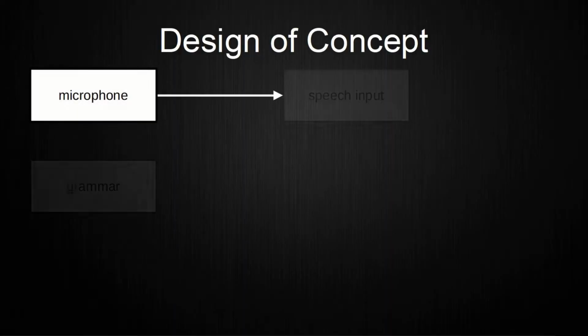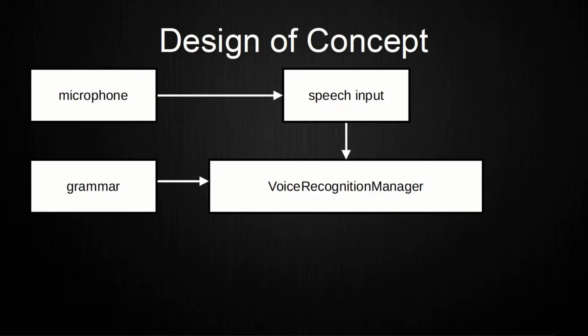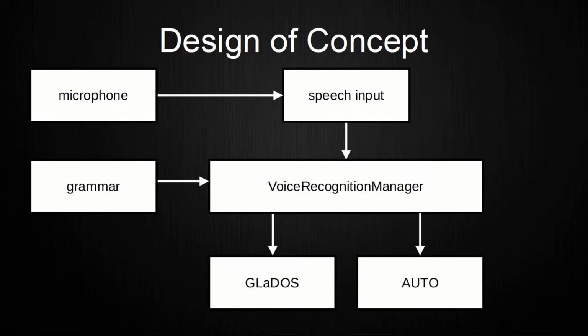This library uses the microphone to extract commands from a defined grammar from speech input. This means that this voice recognition is not broad like your smart assistant like Google or Alexa, but localized and narrow in its capabilities. The grammar file also needs to be defined by myself for the commands that I want to use. When an input via speech is detected, the Voice Recognition Manager will decide where this input will go. The current two choices are GLaDOS and Auto.